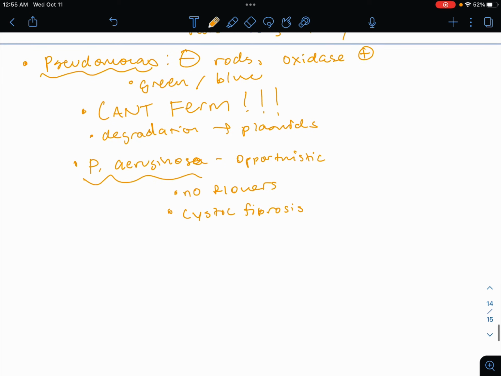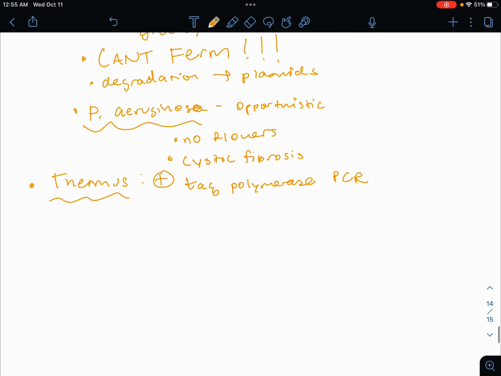We also have another genus called Thermus. And this is going to sound similar because this is where we get the Thermus aquaticus, or the Taq polymerase. So these are going to be gram-positive. They're thermophilic. They really love high temperatures. Again, the Taq polymerase for PCR comes from this Thermus aquaticus organism.